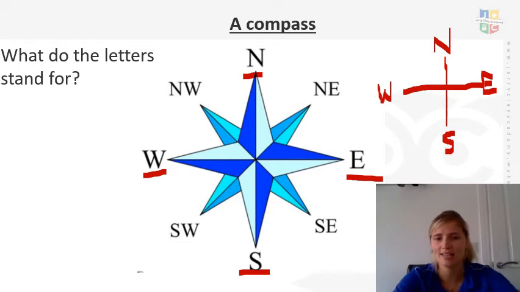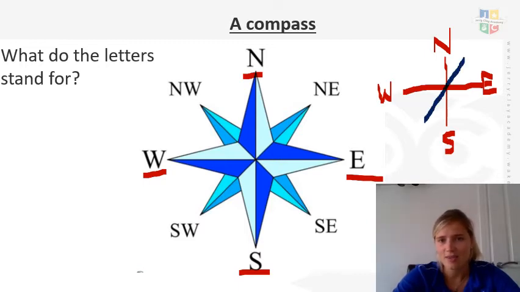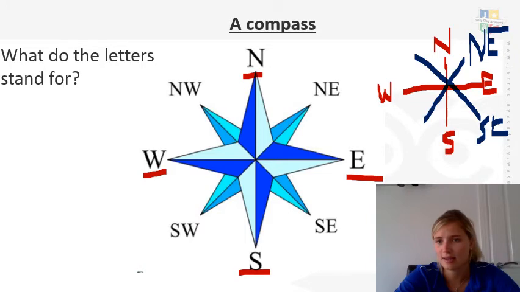Once you have done that, you could then use a different colour to add in your other letters. So we can crisscross them like this. We can write N-E, thinking about what the N stands for, thinking about what the E stands for. Obviously we can carry it on all the way until we have filled our compass in. Now once you have done this, you can then go and say what the letters stand for.